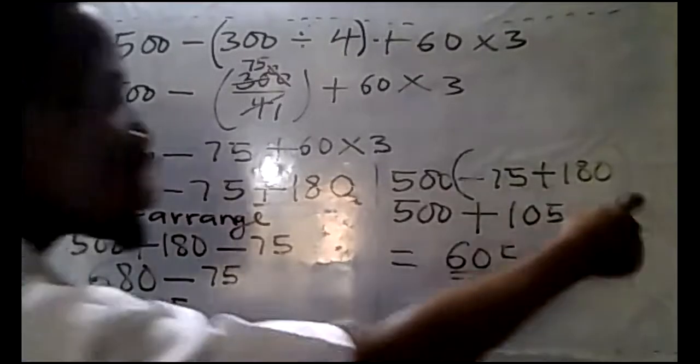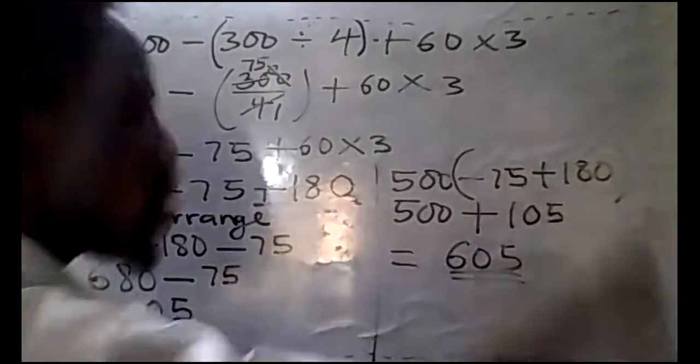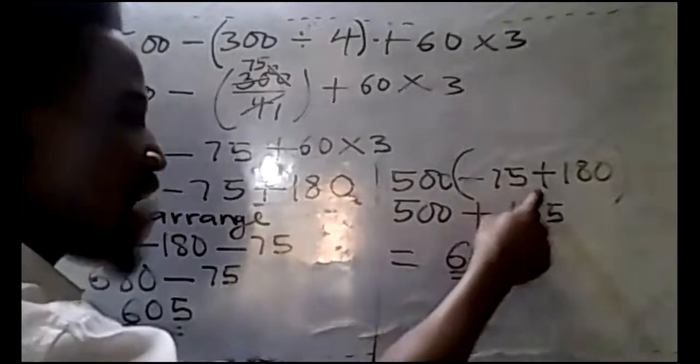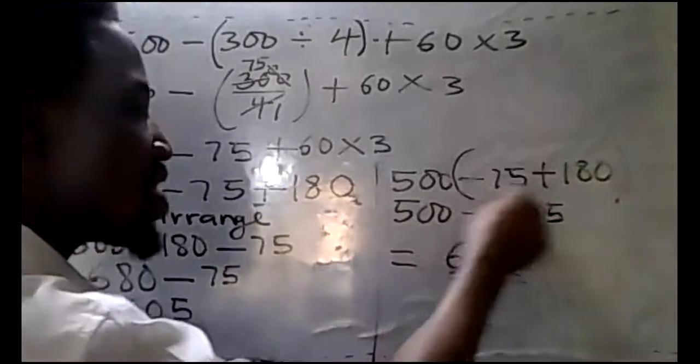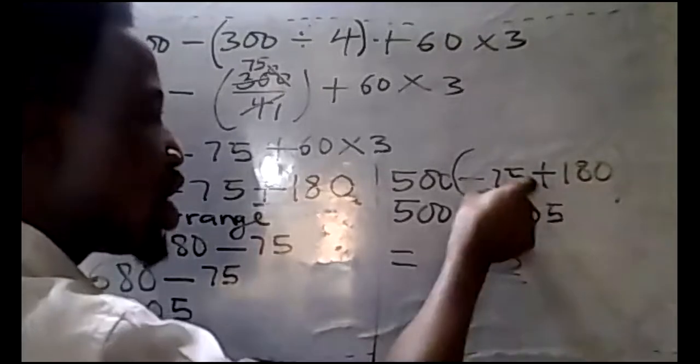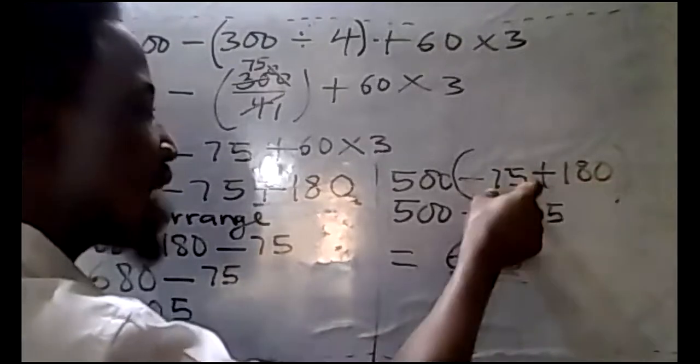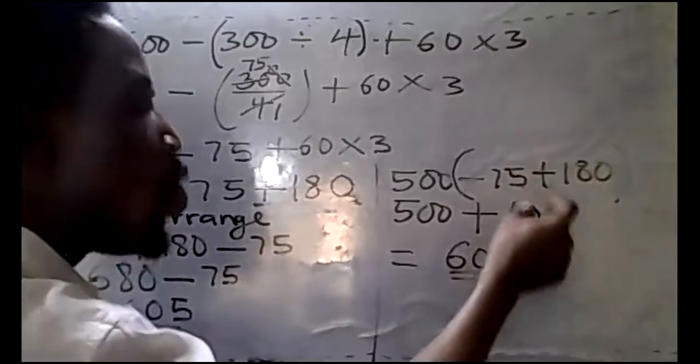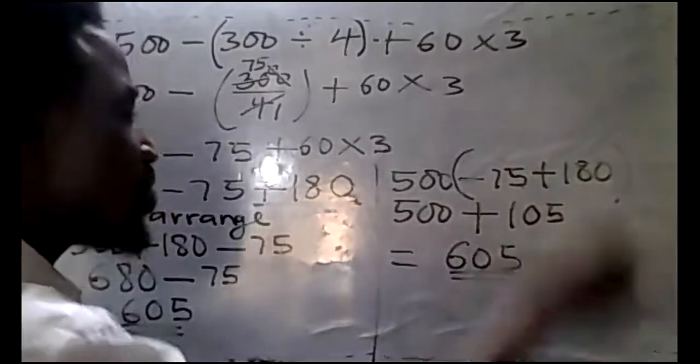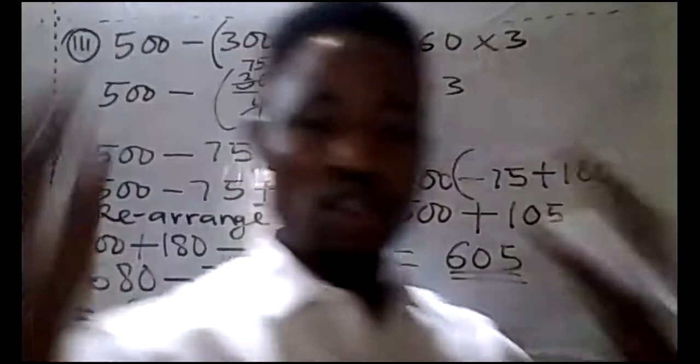Or you bracket this way. Minus 75 plus 180 means take this 75 away from 180. You are owing this, you have this. Take that 75 away from 180, you have 105. 105 plus 500 gives you 605.